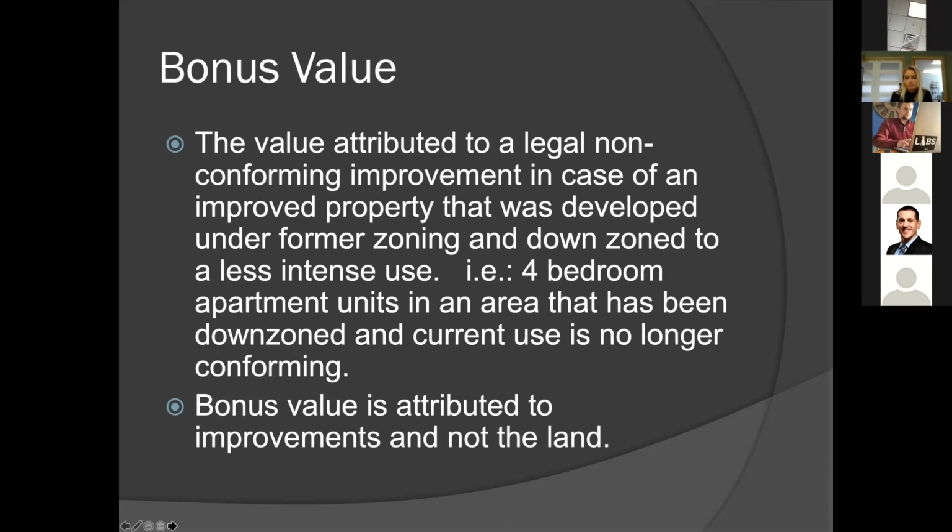But the bonus value is attributed to the improvements right now, because if you're looking at highest and best use of the land, if those improvements were wiped, you would not be able to rebuild that 4 or 5 bedroom. May be able to do a 2 or 3 bedroom, or with parking requirements with zoning, might only be a 1 or 2 bedroom.